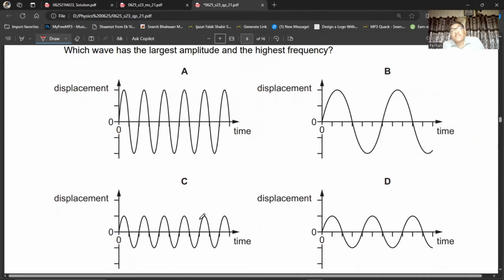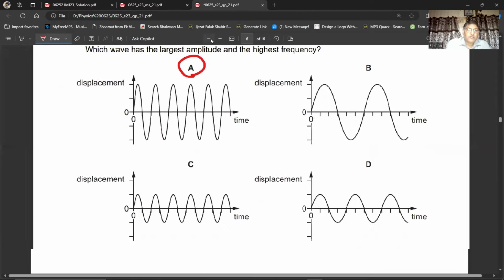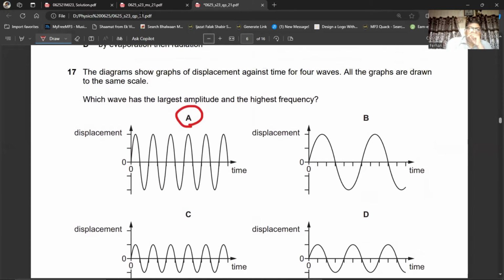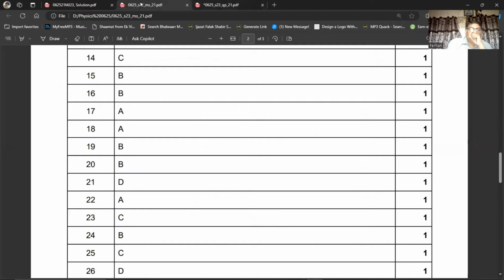And then he says highest frequency. Higher frequency is that waves which on the same display shows more number of waves. So I think A is the option, because in the same space, more number of waves are shown. It has the largest amplitude, but the number of waves on the display are less. So its frequency is less. We are looking for the highest frequency. Highest frequency is there where more number of waves in that time. So I think A is the option. Question number 17, A is the right option, sir.